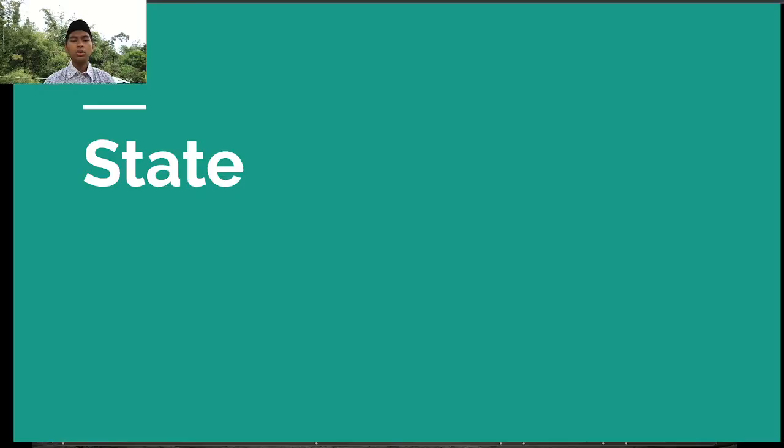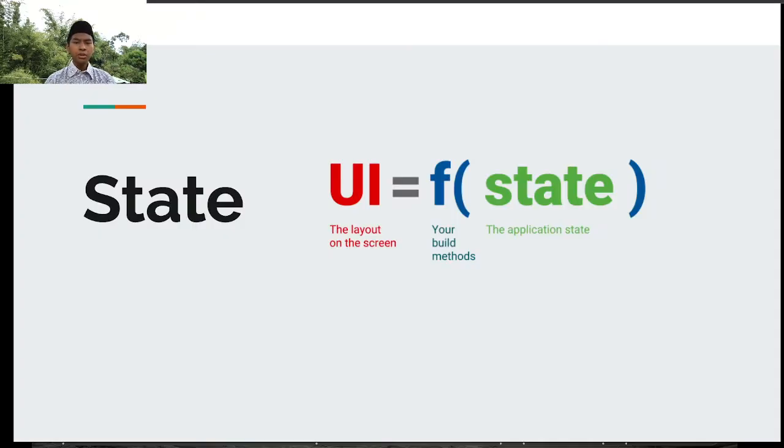And I want to talk about state. What is state? Flutter is declarative. This means that Flutter builds its user interface to reflect the current state of your app. State can be described as whatever data you need in order to rebuild your UI at any moment in time. There are two types of states.